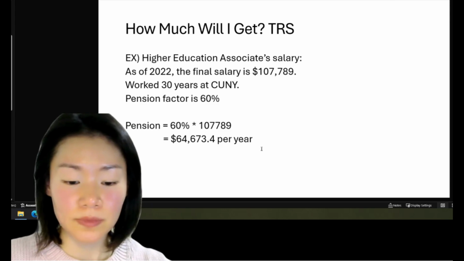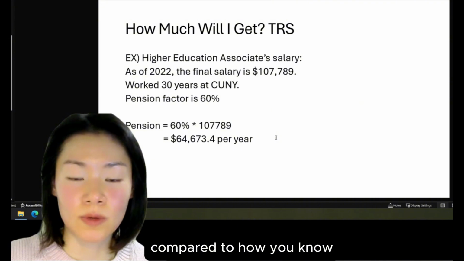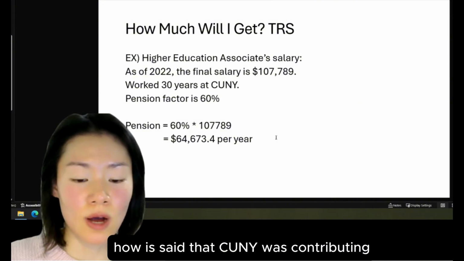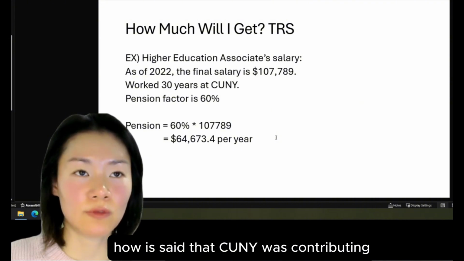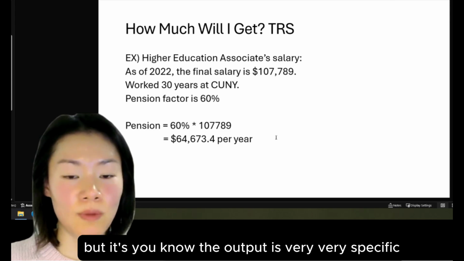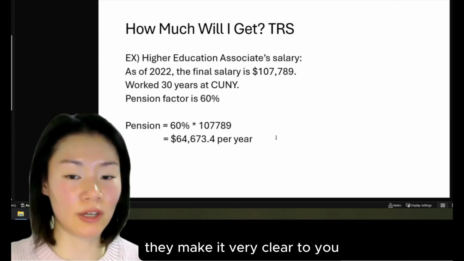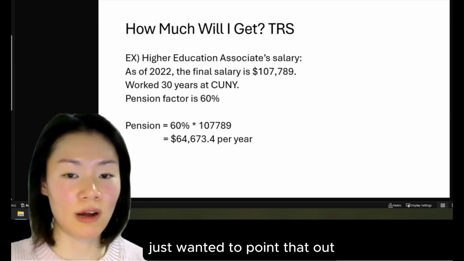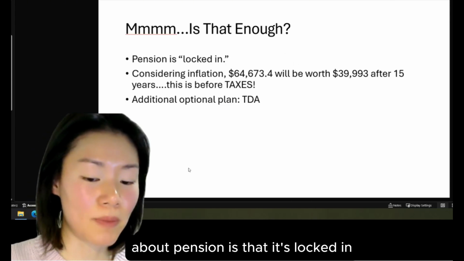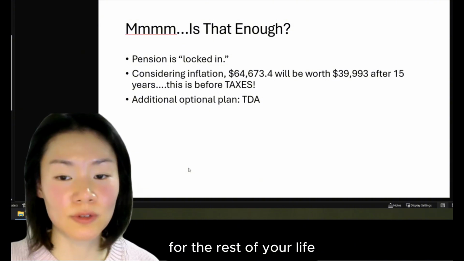And it's a very, very explicit output compared to how CUNY was contributing a very vague amount of actuarially determined amount, but the output is very, very specific. They make it very clear to you. Just wanted to point that out. You have to think about pension is that it's locked in. It's the money that doesn't change for the rest of your life.